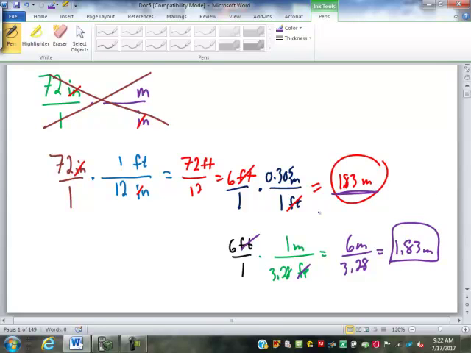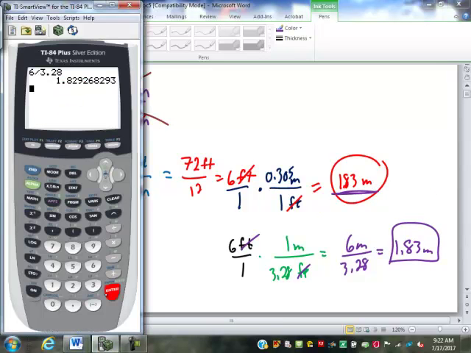This was exactly 1.83. This one was 1.829268. So there's a slight difference. If we're rounding to the nearest hundredth, those both came out the same. If we were rounding to the thousandth, they might have been slightly different.